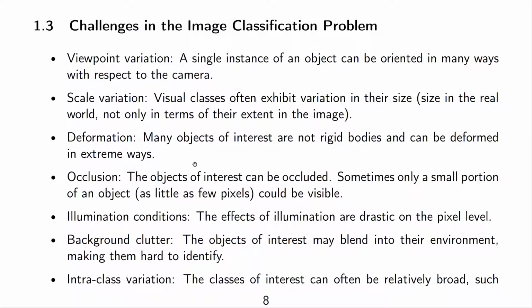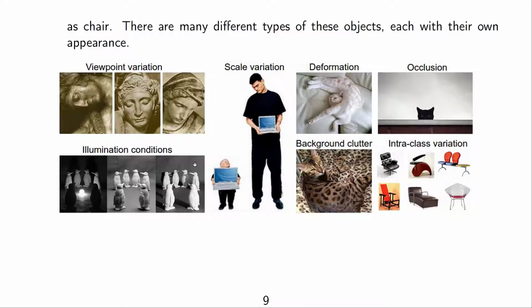Deformation. Many objects of interest are not rigid bodies and can be deformed in extreme ways. Here we go to our typical cat example. A cat can orient and twist and deform its body in many, many different ways. Here you see an extreme pose that the cat can make. You might say, well, of course the head is on top, but here the head is in the middle, and then some legs are on top and some legs on the bottom. There are a lot of extreme poses like that.